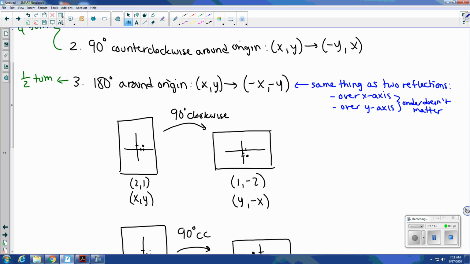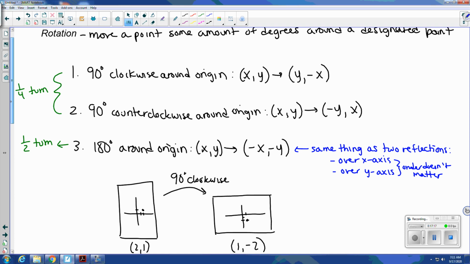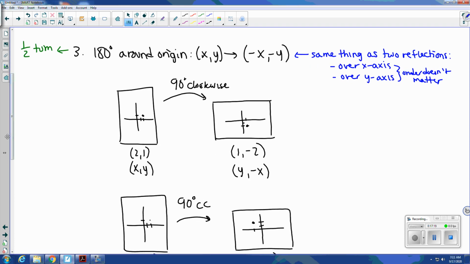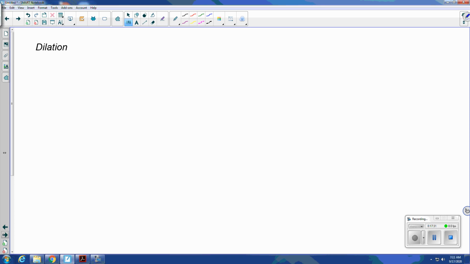So again, if you don't remember how to do these rotations, you can actually plot the point that you're given on a piece of paper, and physically rotate the piece of paper and write down what the resulting coordinate is when you look at that new coordinate point. It's that simple. Now lastly, we'll look at the dilation.